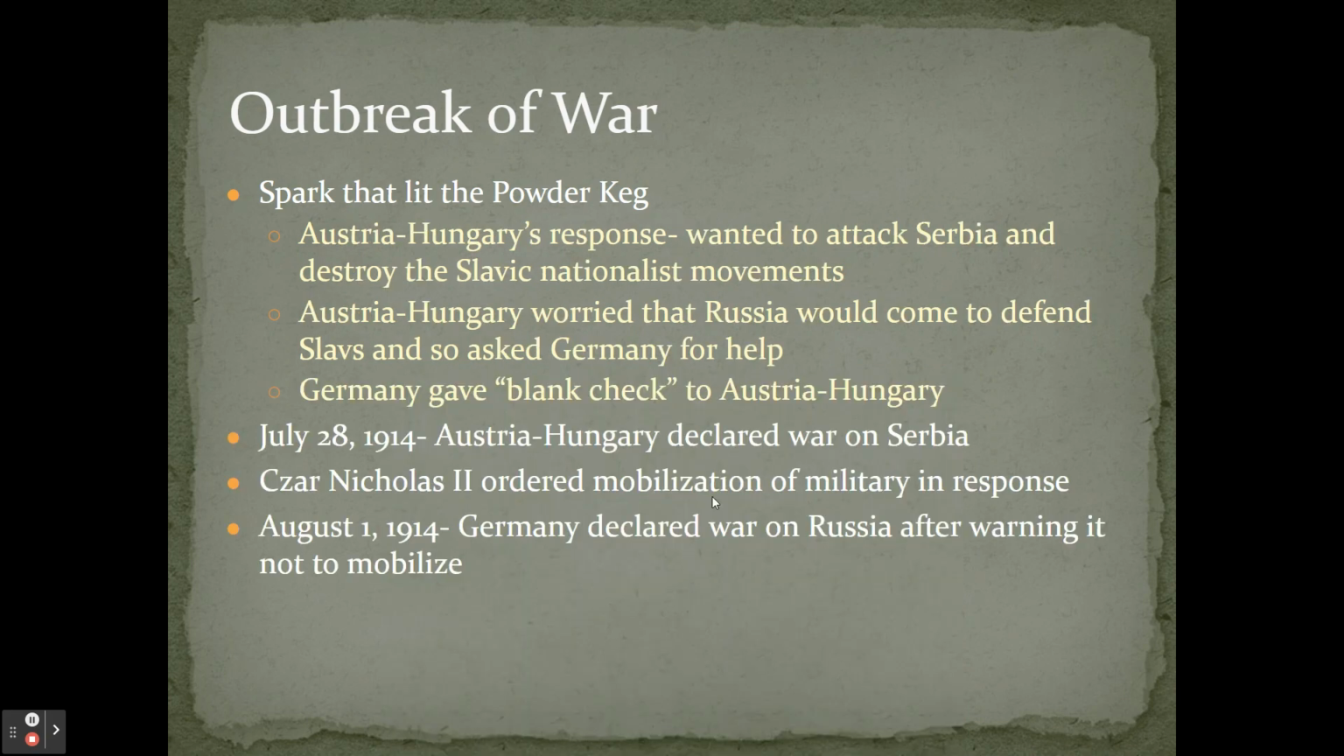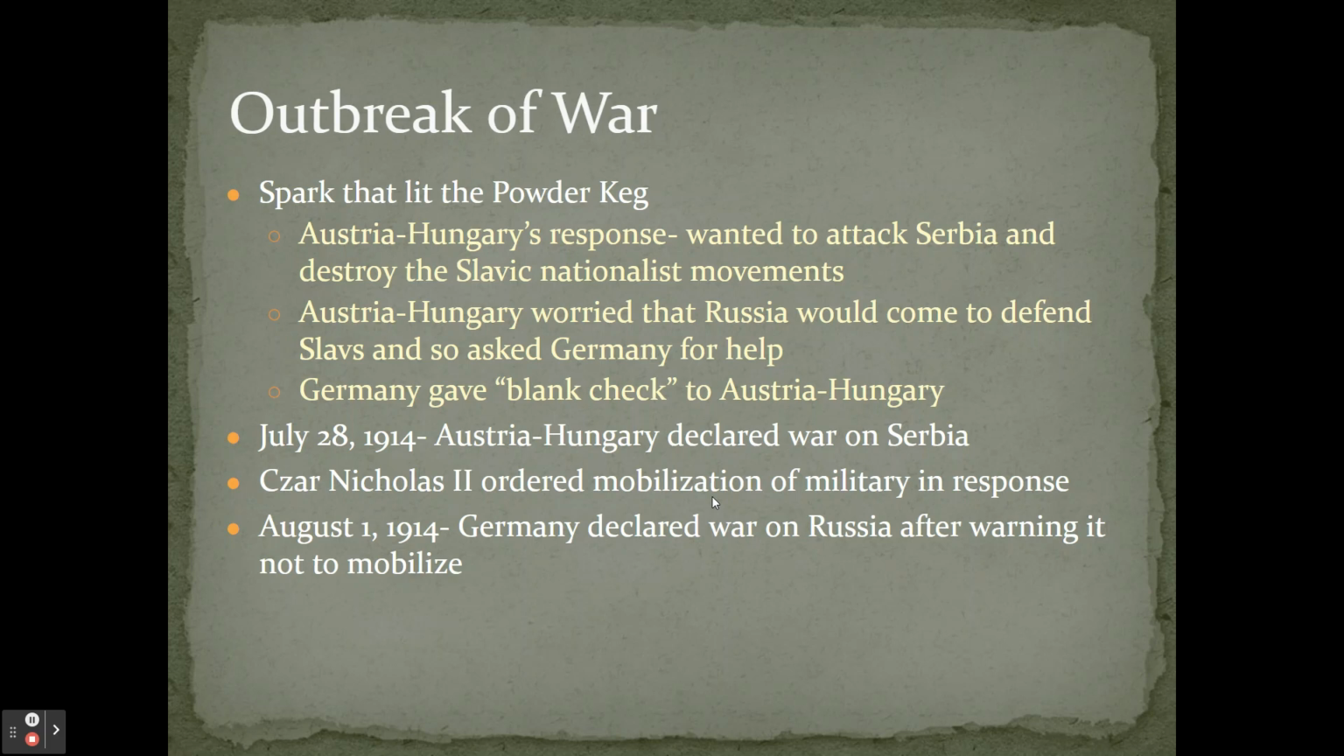Okay, so what happens from there? We're going to see how the alliances come into play. Austria-Hungary's response to this assassination is that they want to just attack Serbia. They would probably like to wipe Serbia off the face of the earth, destroy Slavic nationalism, and not have to worry about that anymore. But Austria-Hungary has pause. They're a little concerned because, remember, one of Serbia's allies is Russia. They know that if they attack Serbia, Russia might come to Serbia's defense, and that could create all kinds of problems for Austria-Hungary.